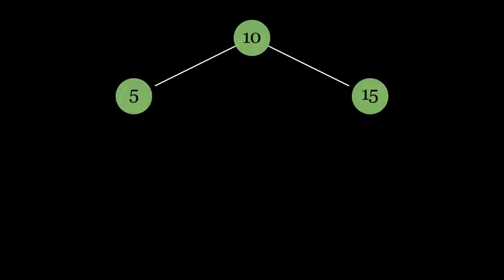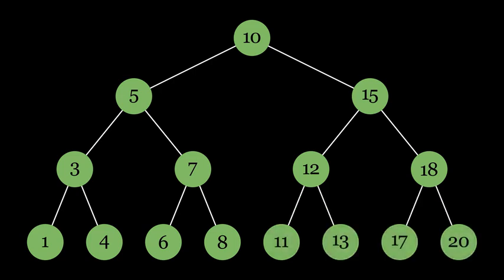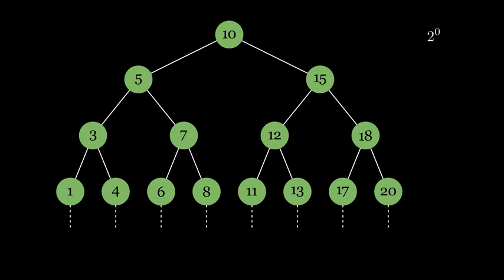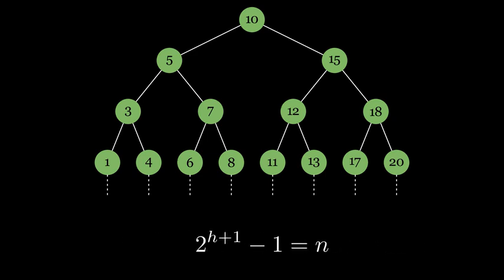Now, let's calculate the height of a completely balanced binary tree, assuming the total number of nodes is n. At the first level, there is only the root node. At the second level, there are 2 nodes. At the third level, 4 nodes, and so on, up to 2^h, where h is the height of the tree. If we sum up all these nodes, we get a total of n nodes. If you know a little bit of mathematics, you can solve for h, which turns out to be log n.